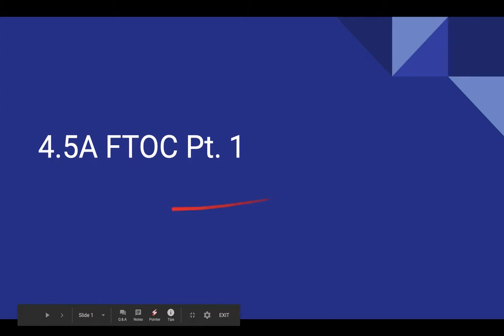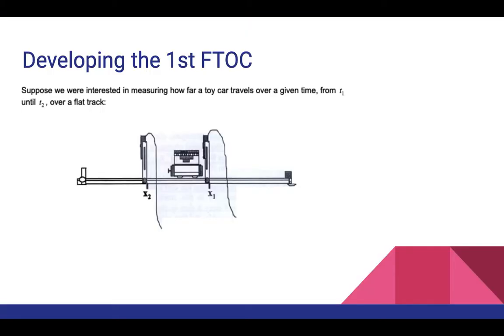In this section, 4.5a, we'll be looking at what's known as the fundamental theorem of calculus, or at least the first part. Our objective is to examine how we can connect everything we've been learning so far in this unit. Specifically, how can we find the exact area under a curve of an arbitrary function, and how does that relate to antiderivatives?